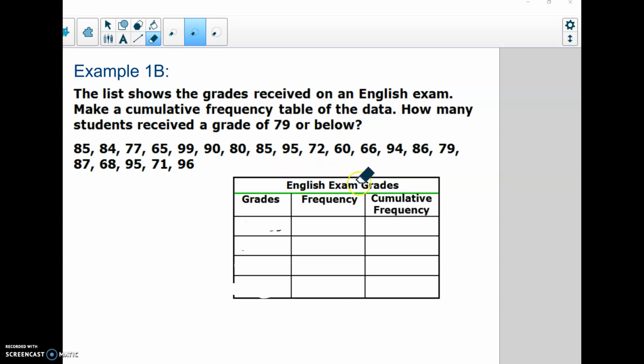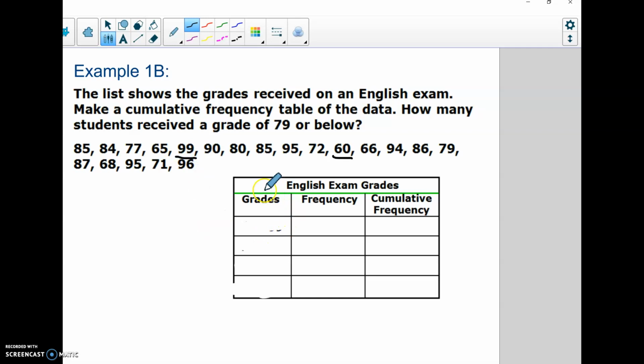And what you'll do is just put a title at the top, English test grades, English exam grades. The first column will be the grades, and these are the scores they got. Next, the title will be frequency, and then the last one will be cumulative frequency. What we're going to do first is look at all the numbers and see what our smallest number is and what our largest number is. So if I scan through this, it looks like 60 is the smallest and 99 is the largest.